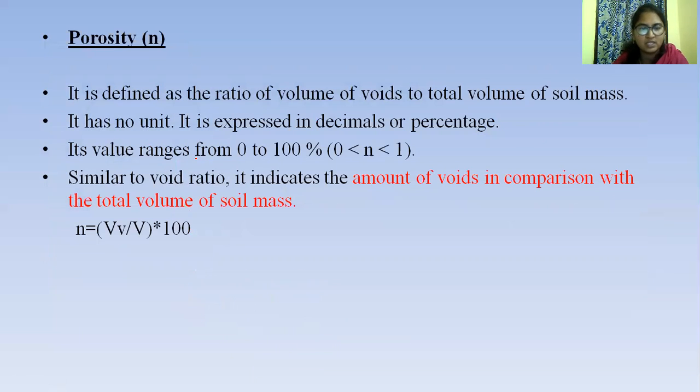Now porosity. Porosity is defined as the ratio of the volume of voids to the total volume. It indicates the amount of voids in comparison with the total volume of the soil mass. The range is between 0 and 100%. Porosity is expressed as a percentage.